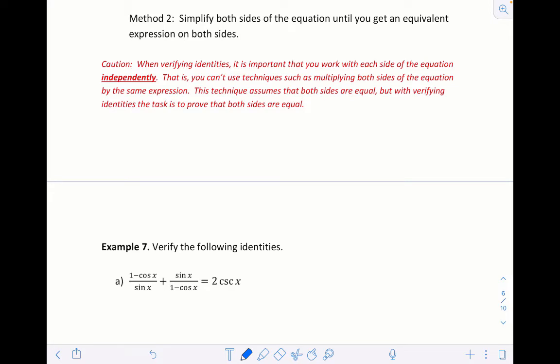It's basically going to look like an equation. But what our goal really is, is that we're trying to show that this is true, that there is in fact an equal sign there. So because we're trying to show that it's true, we can't assume that it's true. And for that reason, when we're verifying identities, we can only work with one side of the equation at a time.